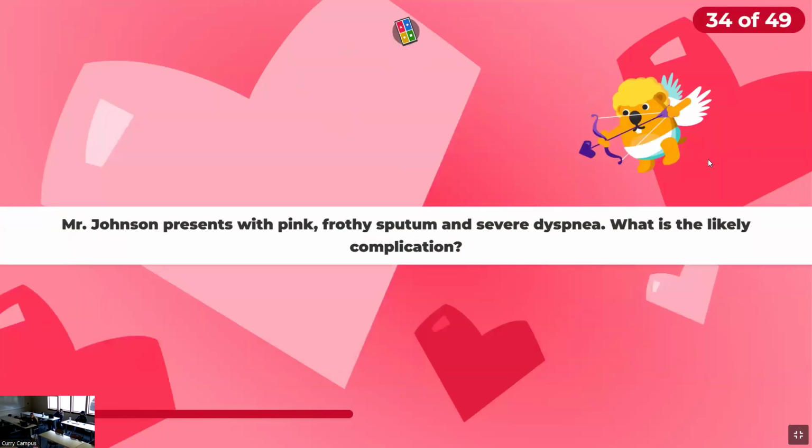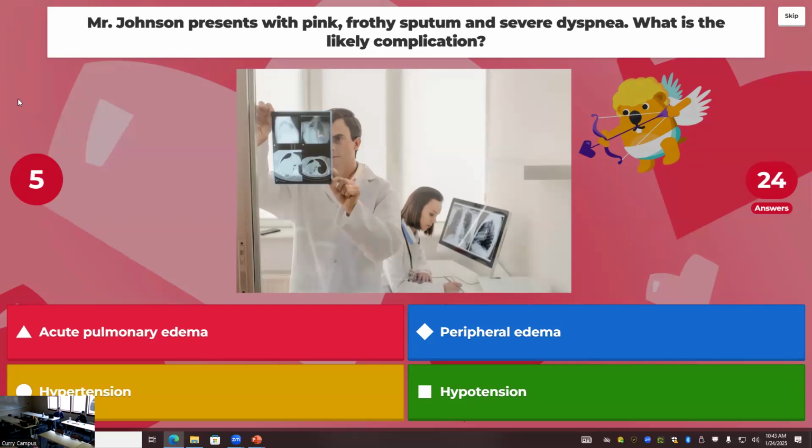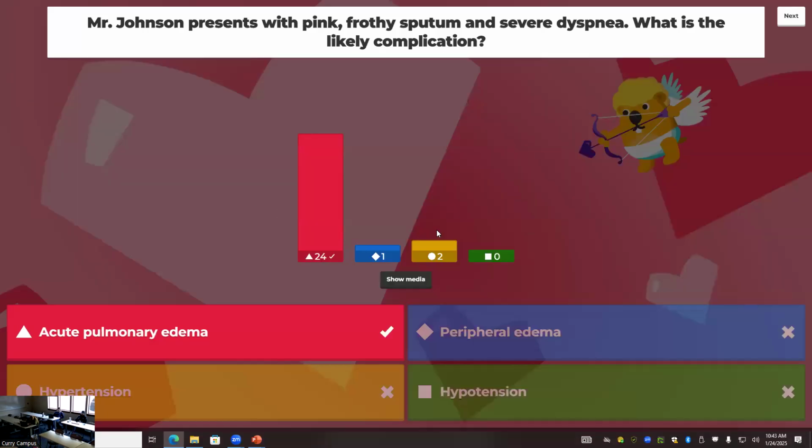Mr. Johnson presents with pink, frothy sputum and severe dyspnea. What is a likely complication? The green is hypotension, and then the yellow is hypertension. Good, almost everybody got that. Acute pulmonary edema.